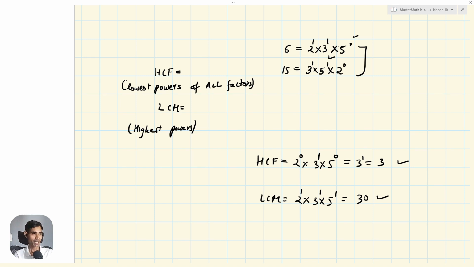Maybe a little new to you, but this is a precise way of doing this. HCF is lowest powers and LCM is highest powers. Is that okay?